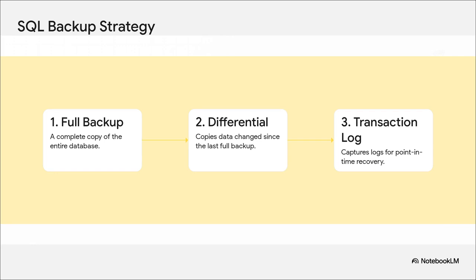You know, security isn't just about building walls to keep people out, it's also about having a plan for when things go wrong. And that means backups. A solid strategy usually involves three types. You start with a full backup, the whole shebang.